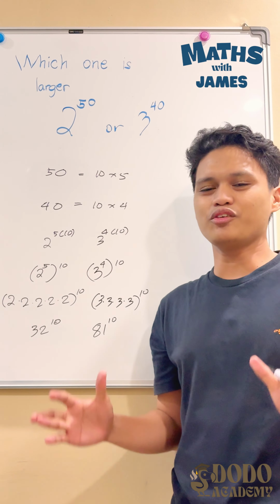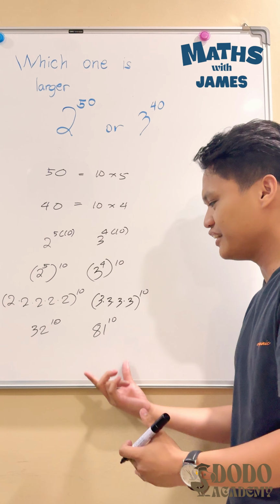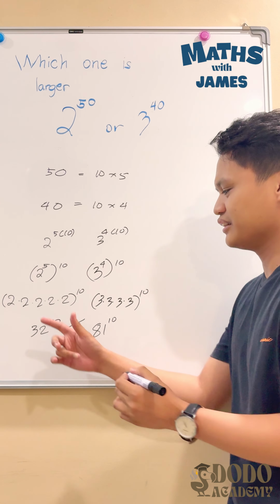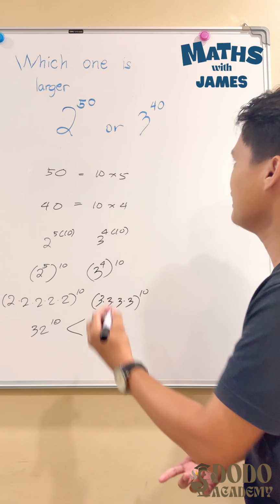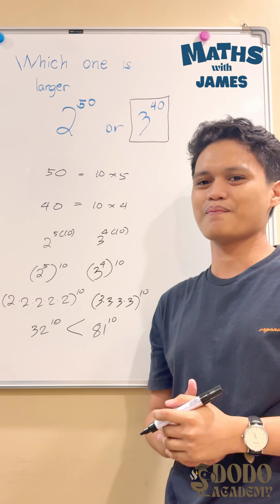Since they now have the same exponents, we can see that 81 as a base is clearly larger than 32. So since 81 raised to 10 is larger than 32 raised to 10, we can now say that 3 raised to 40 is larger than 2 raised to 50. So that's it.